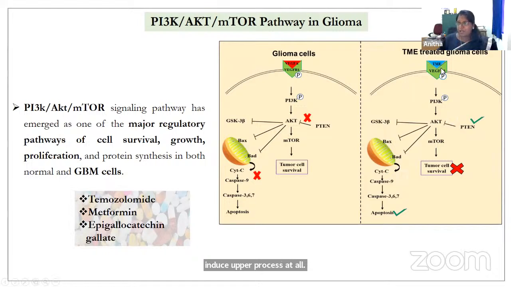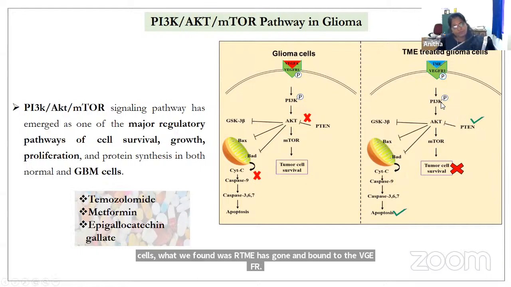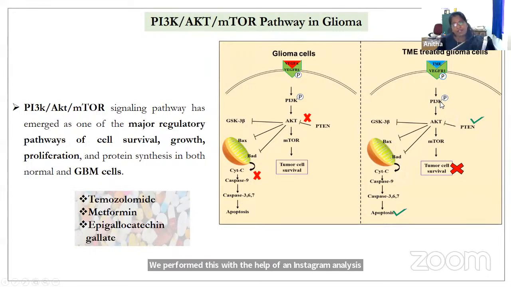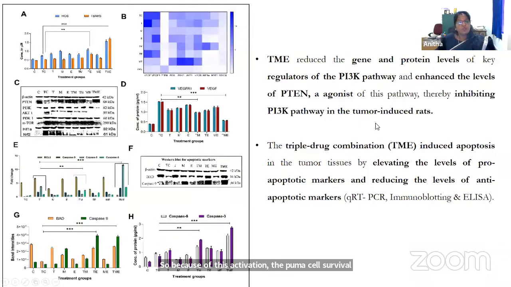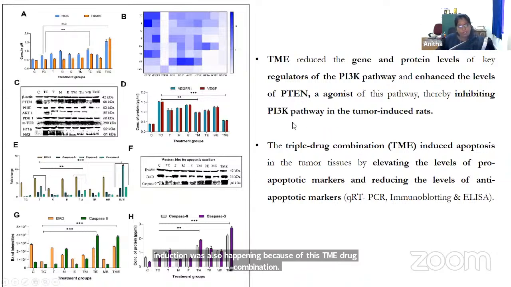Whereas in the TME-treated glioma cells, what we found was that our TME has gone and bound to the VEGFR. We performed this with the help of an in silico analysis, and we found that it phosphorylated and down-regulated PI3K and AKT. Interestingly, this TME activated the antagonist PTEN, which in glioma cells was found to be inhibited, whereas in the TME-treated case it was activated. Because of this activation, tumor cell survival was not happening at all, and apoptosis induction was also happening because of this drug combination. This we proved with the help of gene and protein expression analysis.